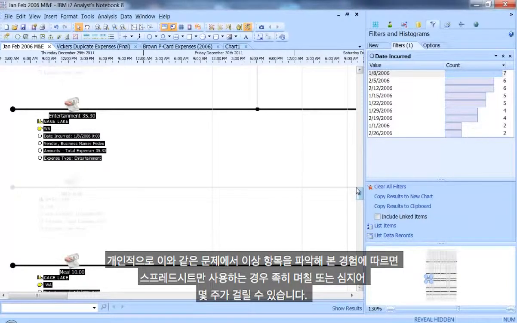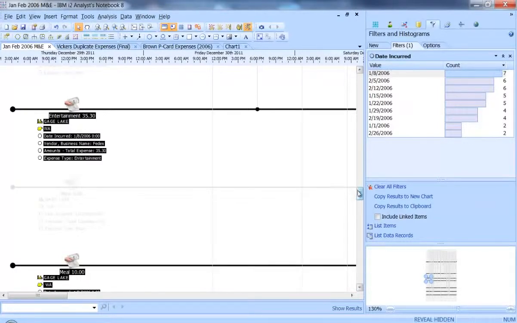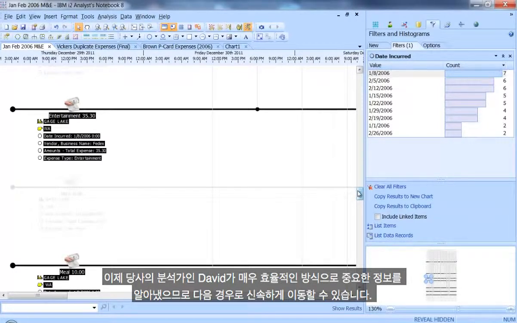From my own personal experience, identifying anomalies and issues such as this can easily take days or even weeks to find using spreadsheets alone. Now that our analyst David has uncovered valuable intelligence so efficiently, he's able to quickly move on to the next case.